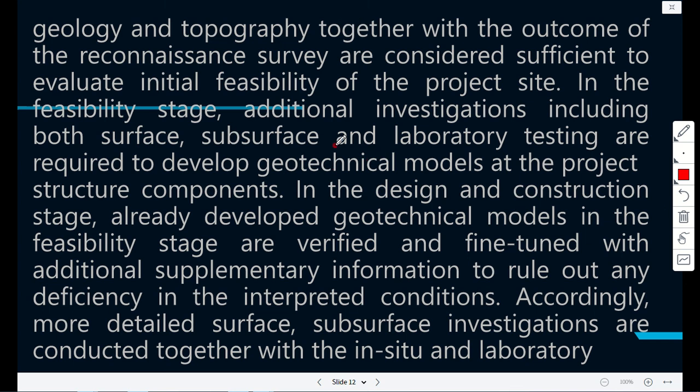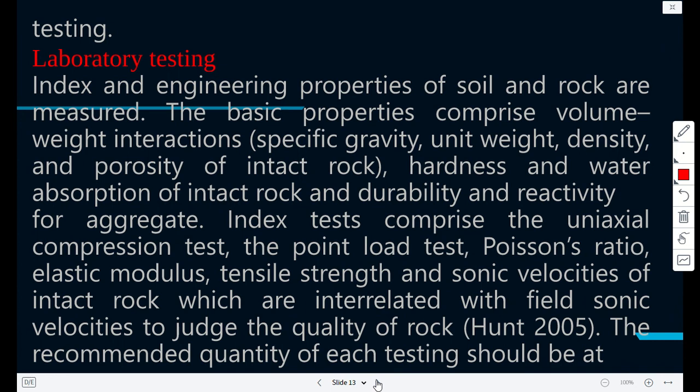As I have said, this is an expensive affair. In the feasibility stage, additional investigations, including surface, subsurface, and laboratory testing, are required to develop geotechnical models of the project structure components. In the design and construction stage, the geotechnical models developed in the feasibility stage are verified and fine-tuned with additional supplementary information to rule out any deficiency in the interpreted conditions. Accordingly, more detailed surface and subsurface investigations are conducted together with in situ and laboratory testing.